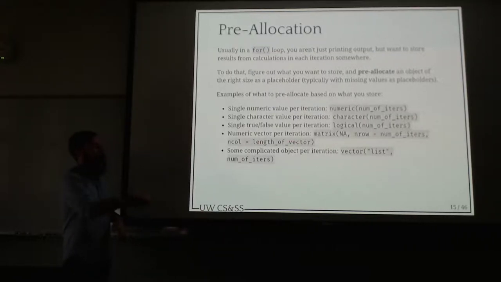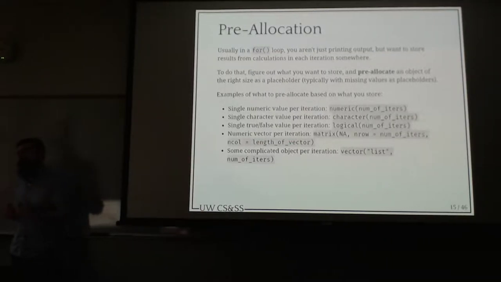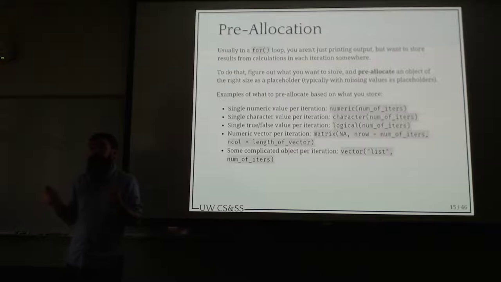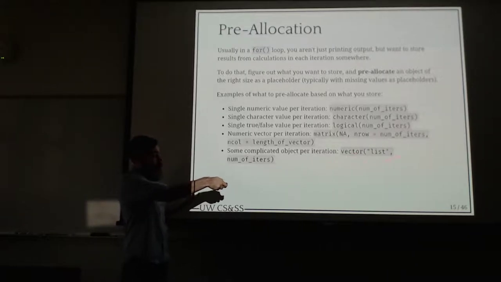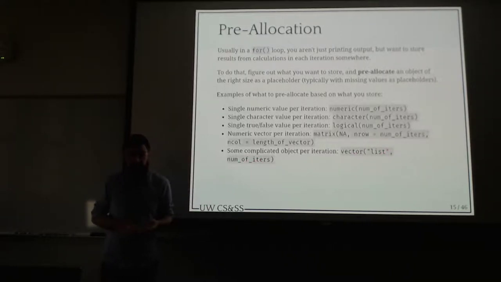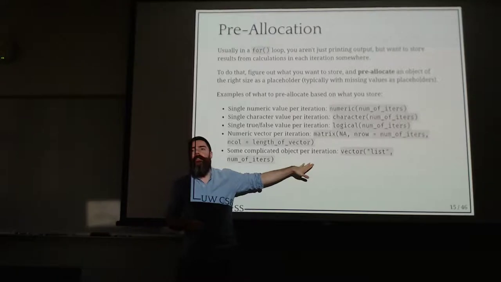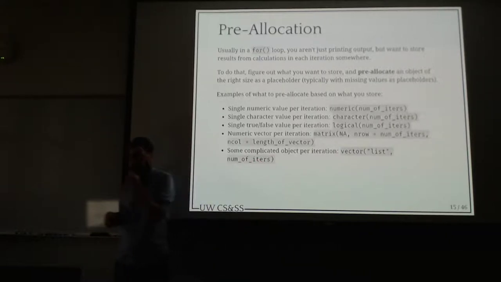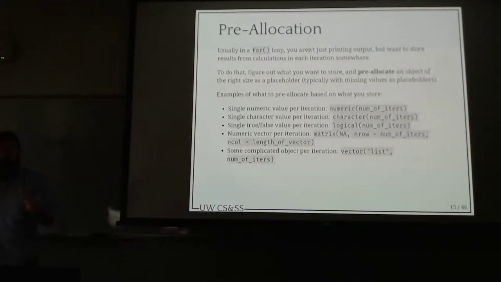Maybe your loop produces some sort of complicated object. For instance, today I'm going to show loops that produce linear regressions. You could save all of those linear regression outputs to each element of a list. For that, you could populate a list with vector list number of iterations. This is the way you create a list that is empty. You say it's a vector of type list, and its length is the number of iterations. This is because lists are actually a type of vector.